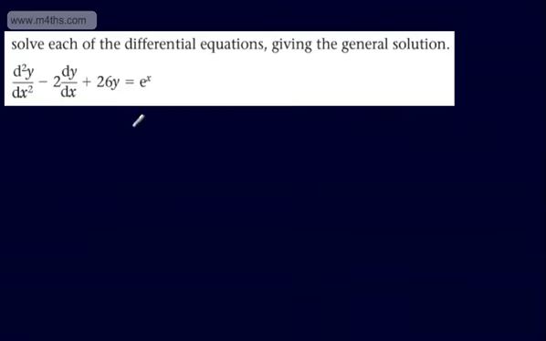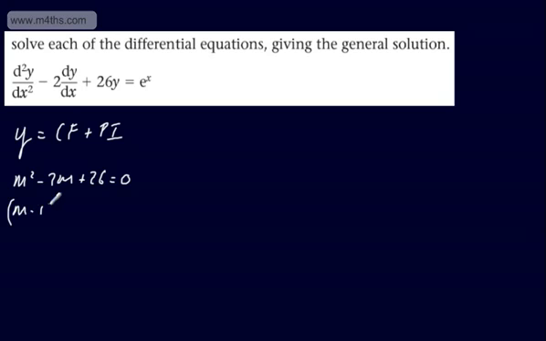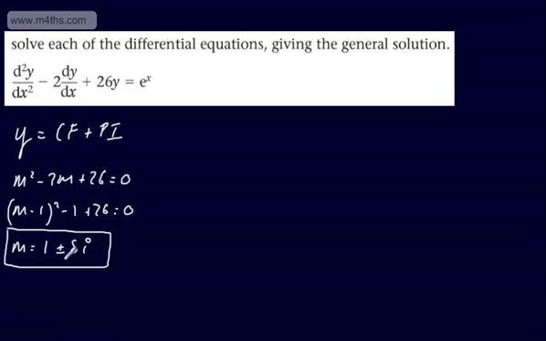All done. Let's have a look at another one. Okay, we need to solve this differential equation, give the general solution. Again, we know that the general solution, when the right hand side is equal to a function of x, will give us y is equal to the complementary function plus a particular integral. The complementary function can be found by setting this to 0, and we would have, in this case, the auxiliary equation of m squared minus 2m plus 26 is equal to 0. That's not going to factor, so I'll complete the square. (m minus 1) all squared minus 1 plus 26 is equal to 0. So what are we going to end up with? Plus 25. The roots should be 1 plus or minus the square root of minus 25, which will give us plus or minus 5i.